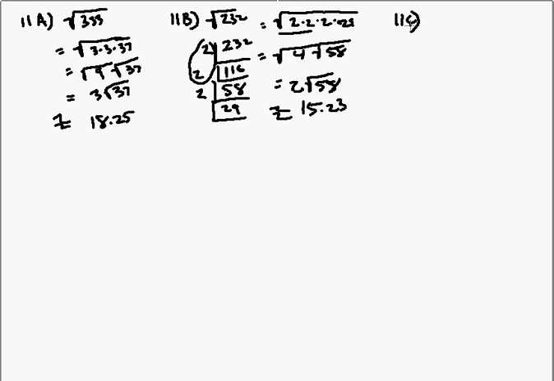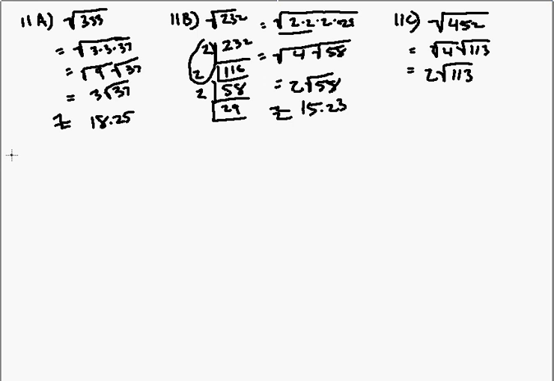11c. Okay, here I have square root of 452, which is equal to the square root of 4 times the square root of 113, which is 2 square root of 113.